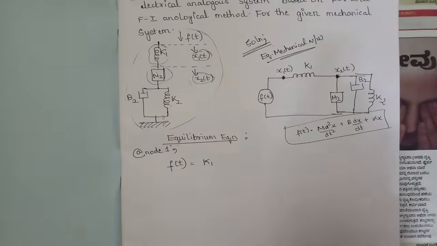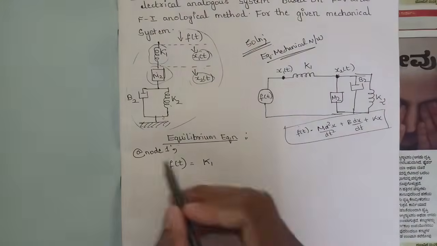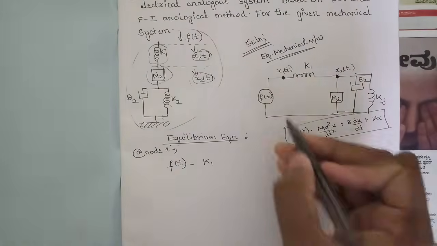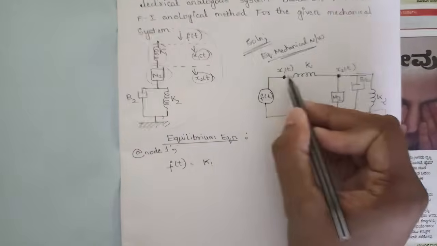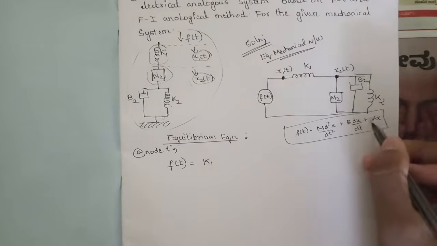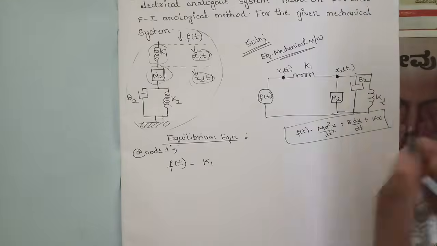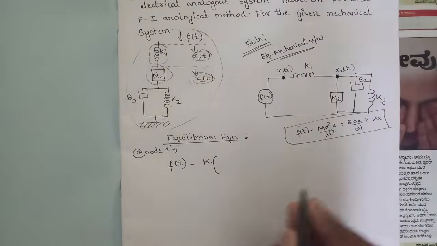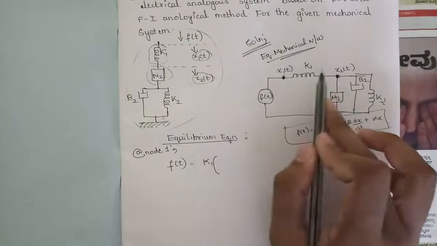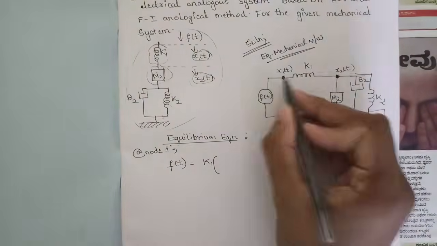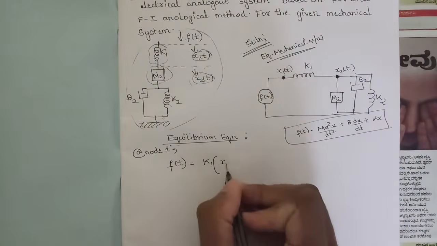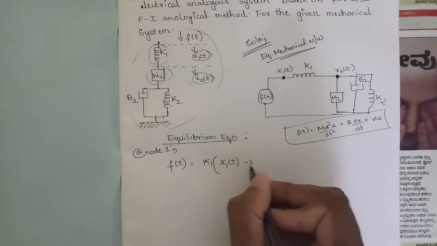I have written it because, in order to write the equilibrium equations at node 1 and node 2 in this problem, at this node we have this k1, and we know that in place of k we have k into x. This k1 is between these two displacements, that is x1 of t and x2 of t. Since there are two displacements, we need to first consider the first displacement, that is x1 of t minus x2 of t.